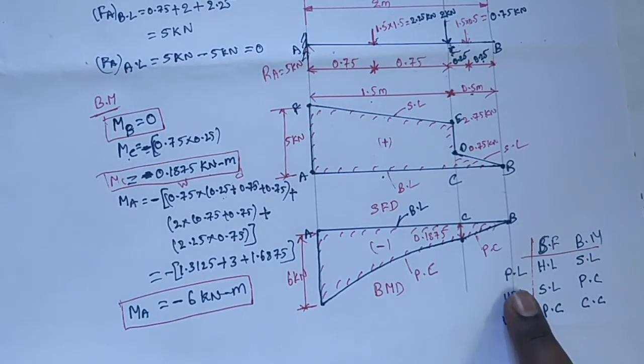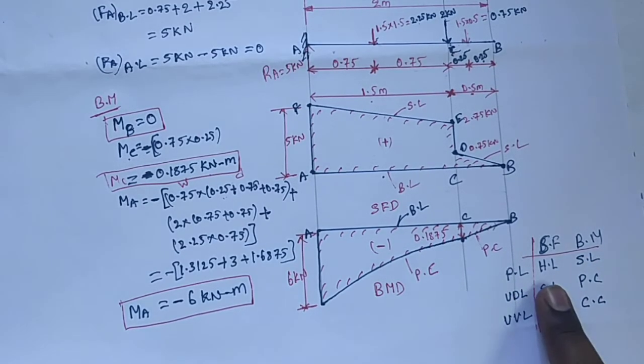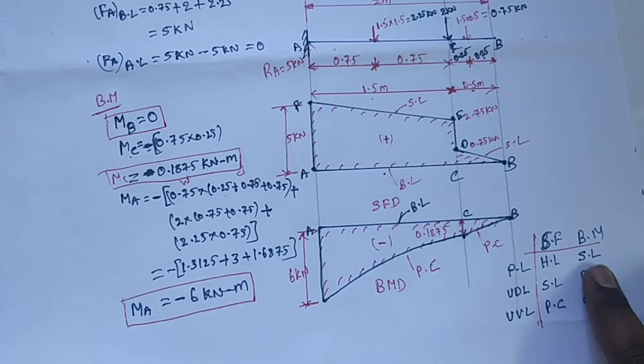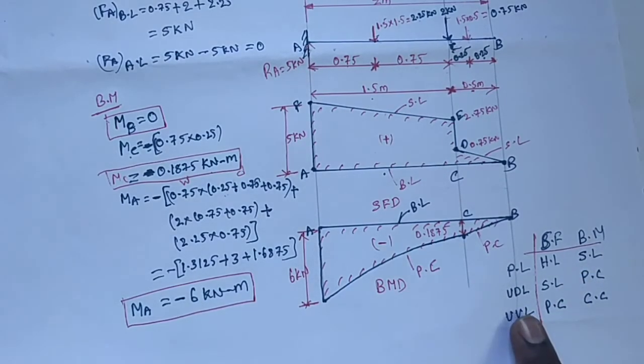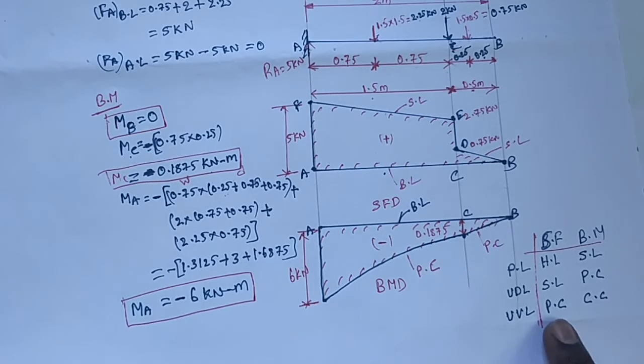For the point load case, the variation of shear force from one point to another is represented by a horizontal line, and bending moment is represented by a straight line. For the UDL case, shear force is a straight line and bending moment is a parabolic curve. For UVL, that is uniformly varying load, the shear force variation is represented by a parabolic curve from one point to another point. Similarly, bending moment is represented by a cubic curve.